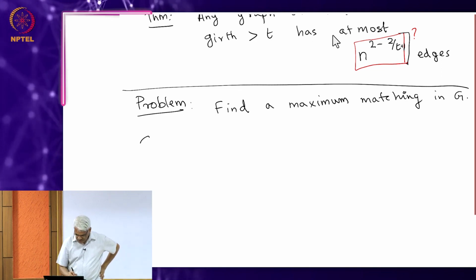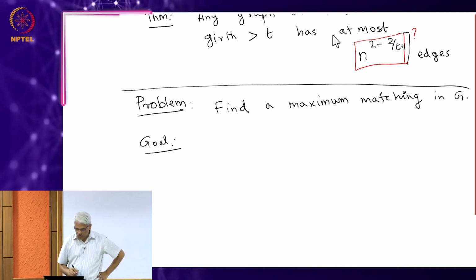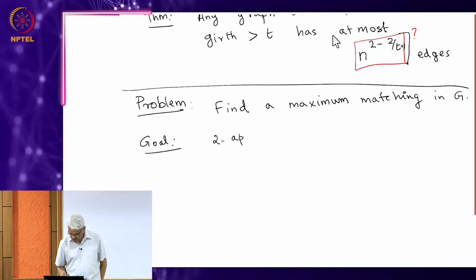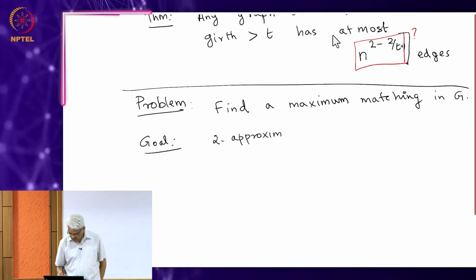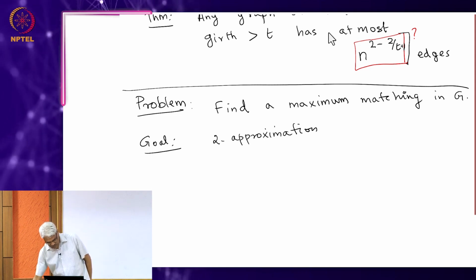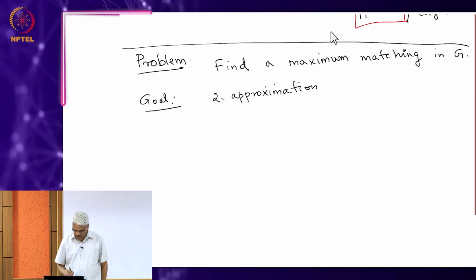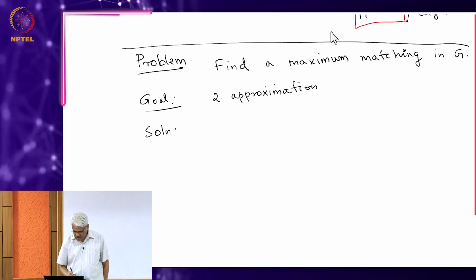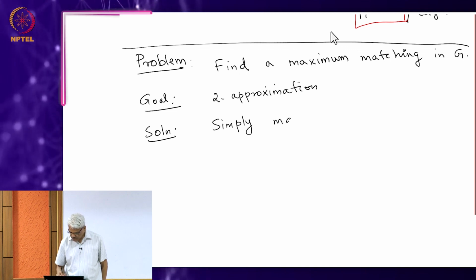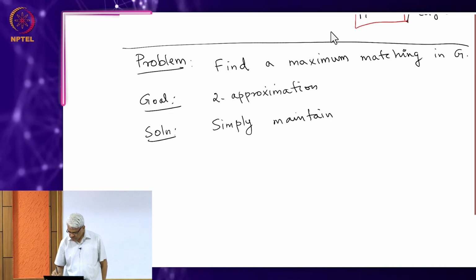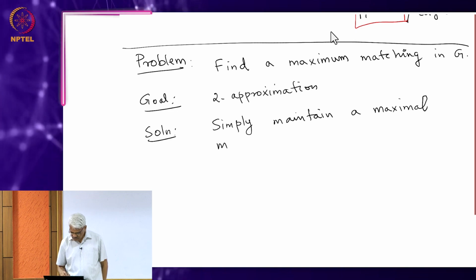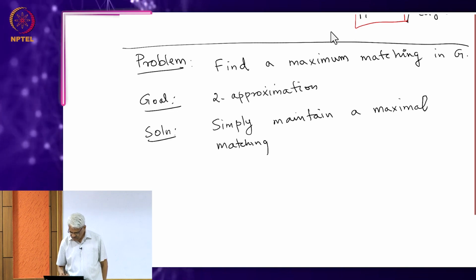On the other hand, 2 approximation is fairly trivial. Okay, so what is the 2 approximation? Solution: simply maintain a maximal matching. Okay.